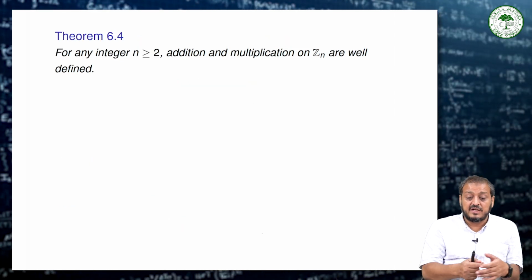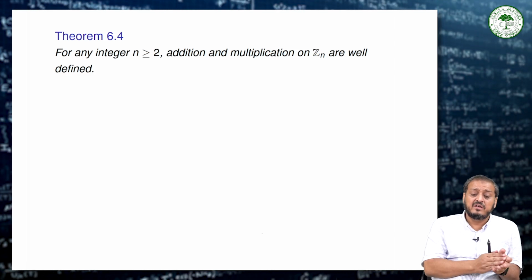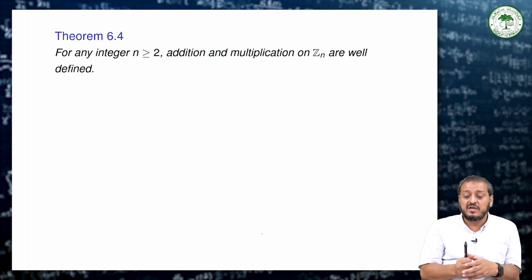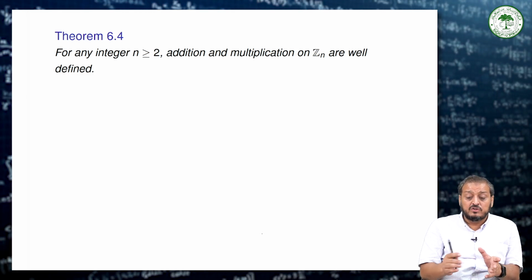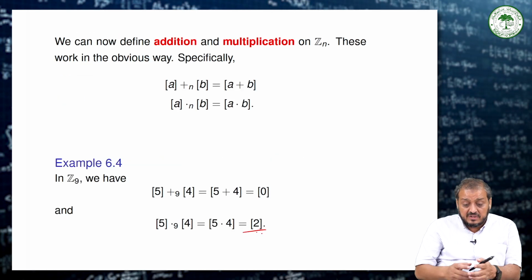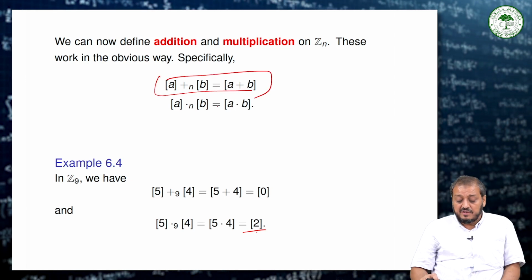The result says that for any integer n greater than or equal to 2, addition and multiplication on Zn are well defined. So we have to define it in this form. Suppose we have addition and multiplication. First we show that addition is well defined.